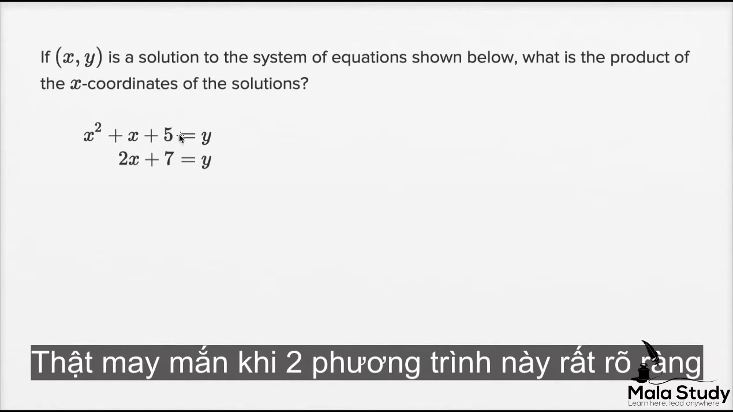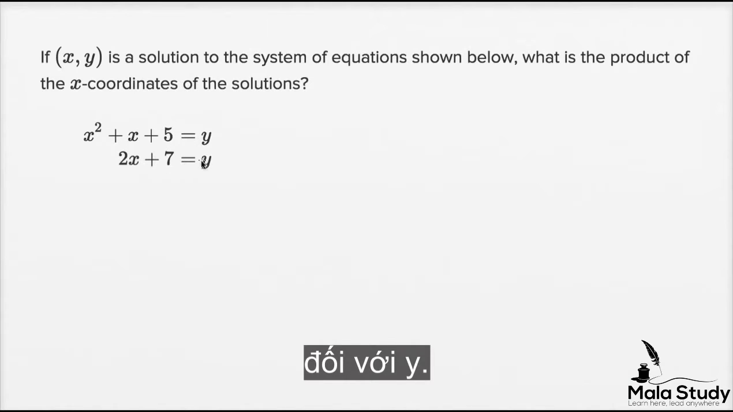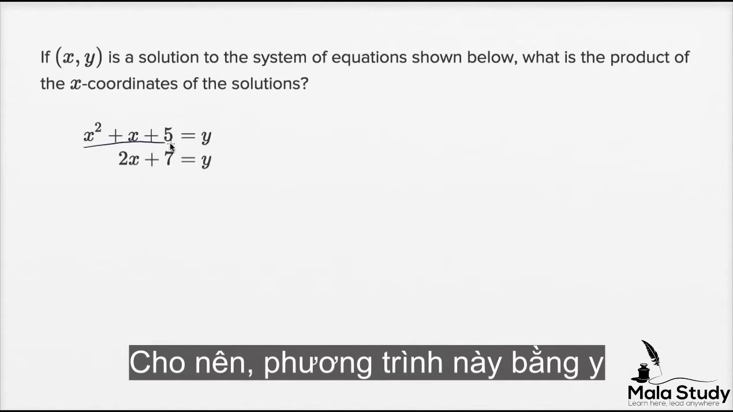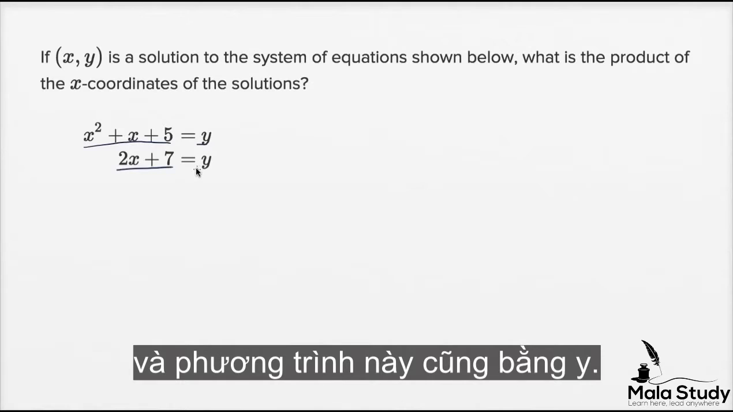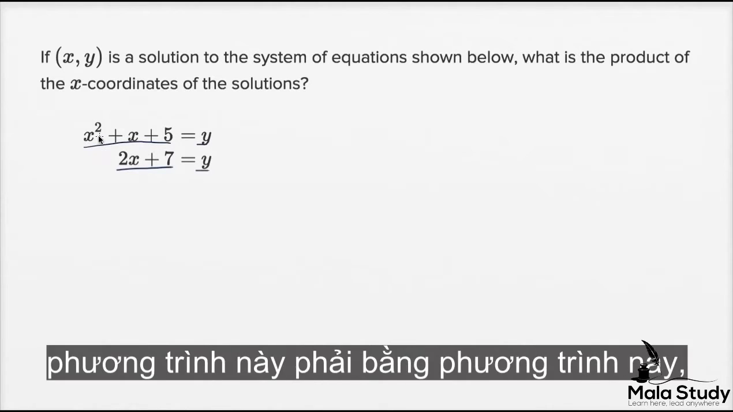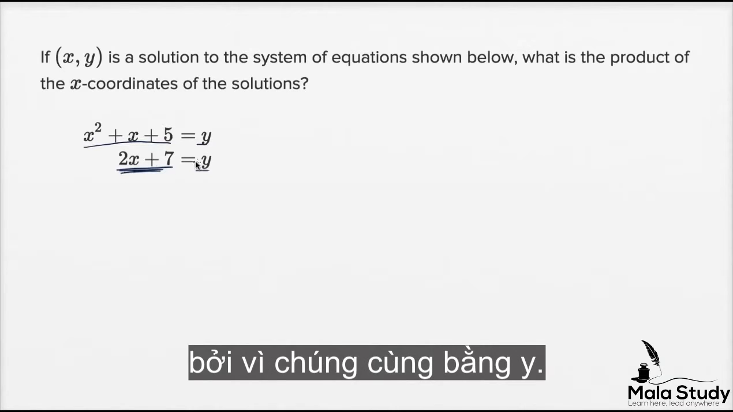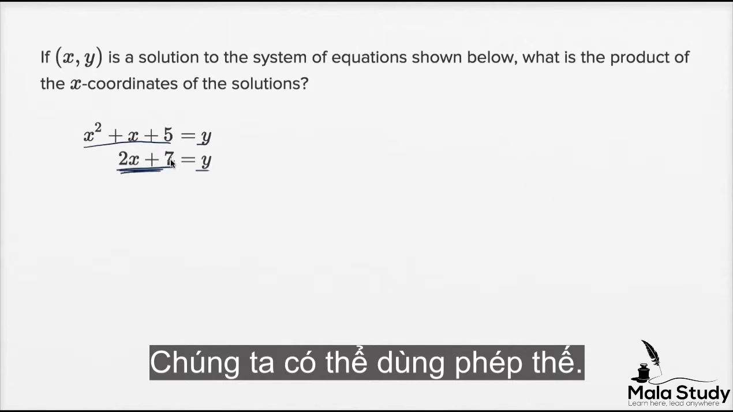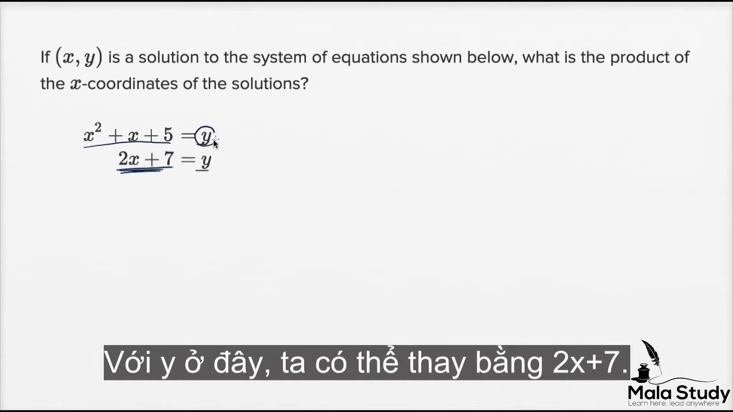Well, lucky for us, both of these have been solved explicitly for y. So this thing is equal to y, and this thing is equal to y. So for the x and y where we get the solution, this thing must be equal to this thing right over here, because they're going to be equal to the same y. So let's do that. We could view this as a substitution, that this is equal to y. So where we see y here, we can substitute it with 2x plus 7.